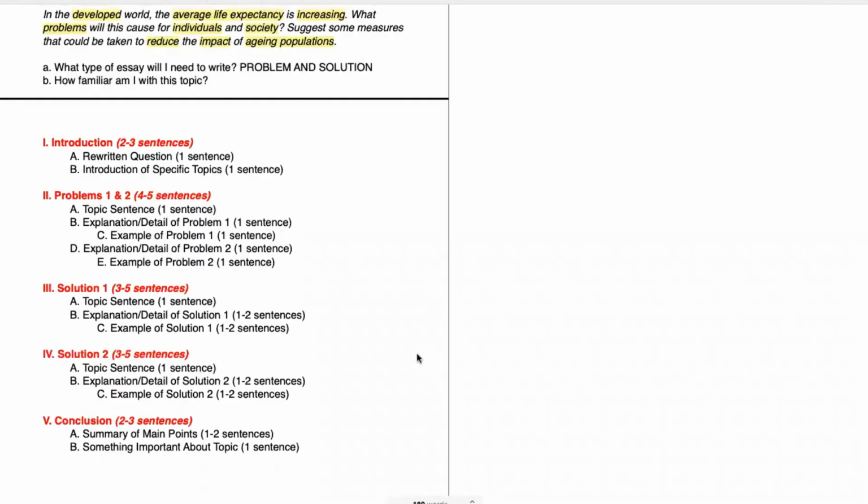Okay, now here we are with our outline. You'll recognize the red headings. This is what we just looked at on the previous slide. And I've just filled in the various sentences and topics that I'll be using. So with our introduction, I'm going to have a rewritten question. This is basically me stating what is in the writing prompt. I'm just going to use different words and different synonyms to give my essay a great opening that is on target for the writing prompt. Then I'm going to introduce my specific topics. Your introduction and also your conclusion, these opening and closing paragraphs should not be more than 3 sentences, more or less as a guide.